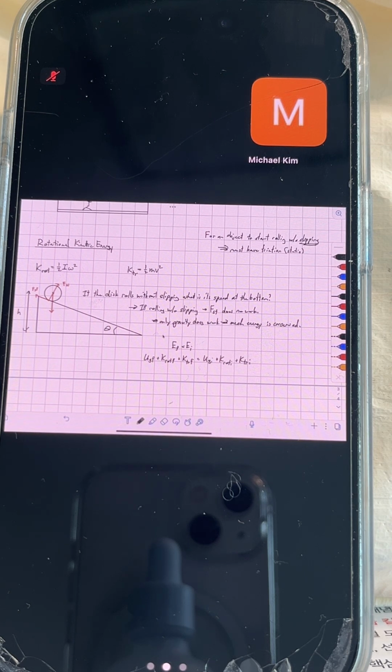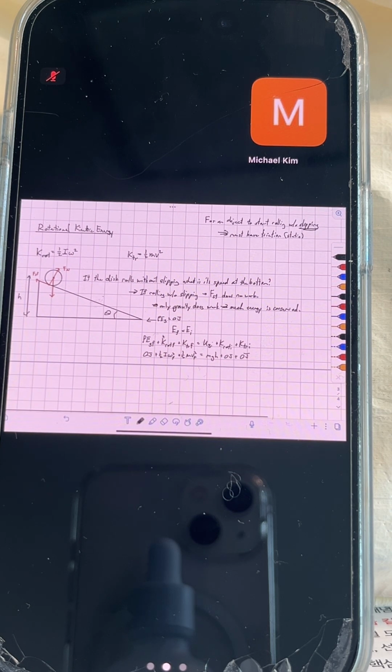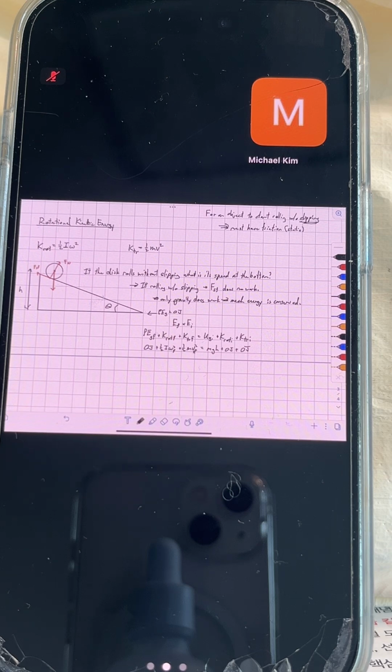All right. And so if we do kind of our, oh, sorry, I forgot you guys use this notation. So if I set this PEG equals 0 here, all right, then what I've got here is 0 joules plus 1/2 I omega F squared plus 1/2 M VF squared. This equals MGH plus 0 plus 0. All right. So now again, initially when we look at this, we're like, oh, crap, I don't know VF, I don't know omega F, right? So I've got two things that I don't know here.